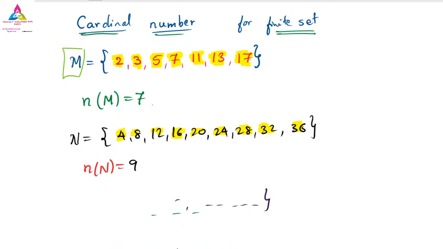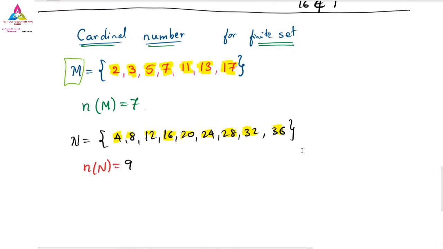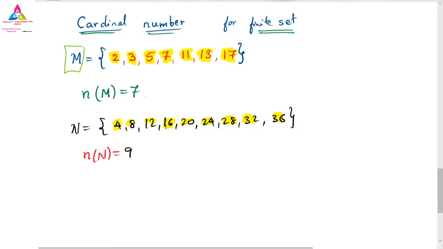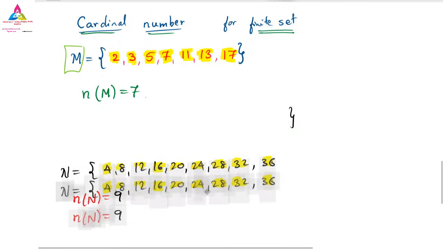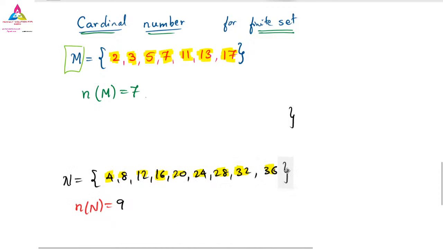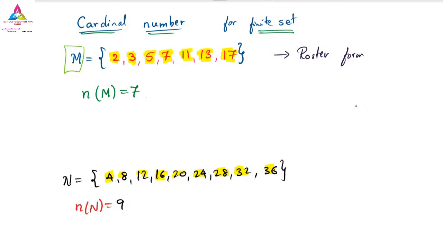Now my question is about the first one, M, which is in the roster form. The set M we have now is in roster form. Is it possible to convert this roster form into one more form? We have learned the cardinal number, so I am asking: the set M is in roster form, whether it is possible to convert it into set builder form.